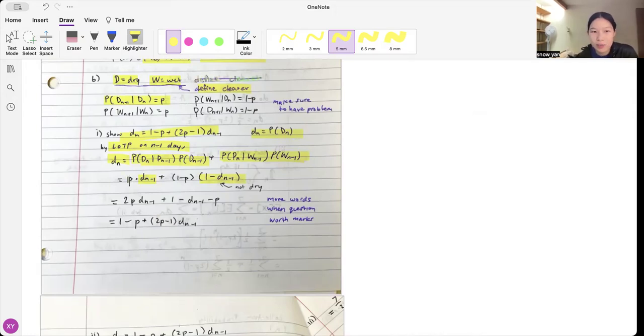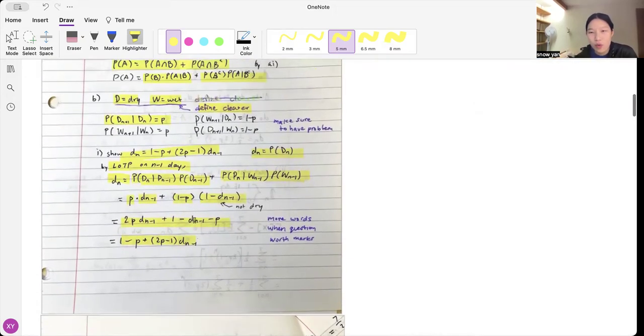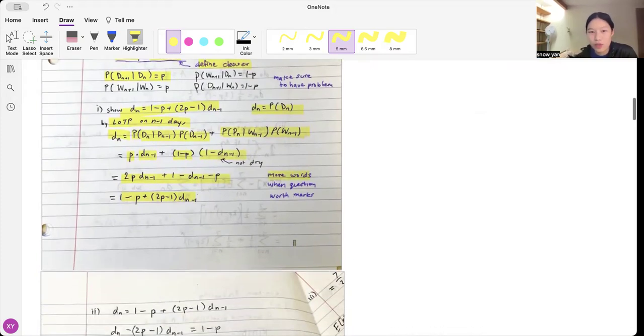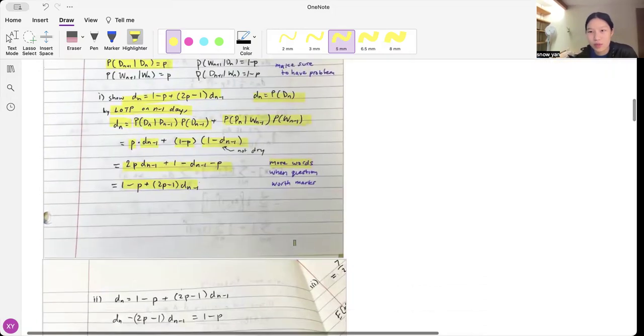So then we just put these values in, p and 1 minus p, from the definition above. Then we get this expression. When we rearrange it, we get to this, and we show what we need. Basically, for this question, because it's worth 5 marks, definitely write more words to answer the question, because I got deducted 1 mark for nothing.